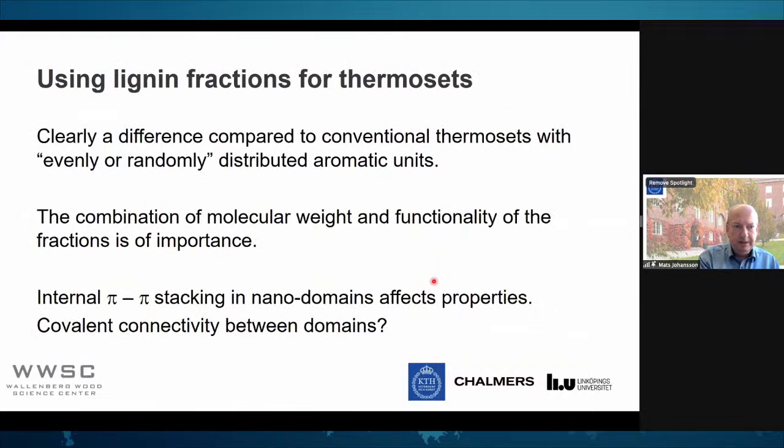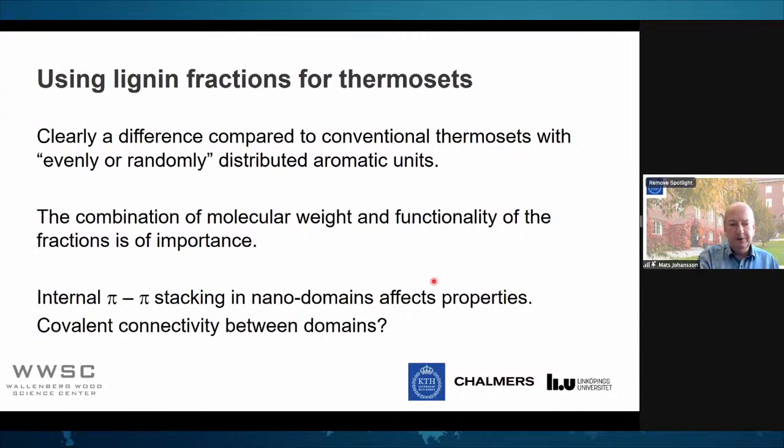There's a difference compared to conventional thermosets, and the combination of molecular weight and functionality of these fractions is important. We also see that we have nano domains and internal pi stacking.